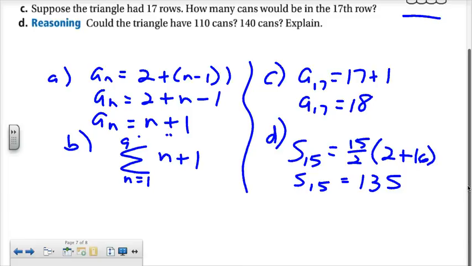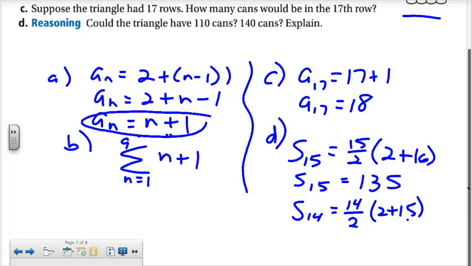We can see that, but I'll go ahead and try a little smaller one so we can see whether or not we're going to get to 110. So I'll try the 14th. Sum of the 14th rows, the first 14. And 14 plus 1 gives me the 15 for this piece. Again, it just comes back to your arithmetic formula right here. And that is 119. So that's not going to get down to 110.